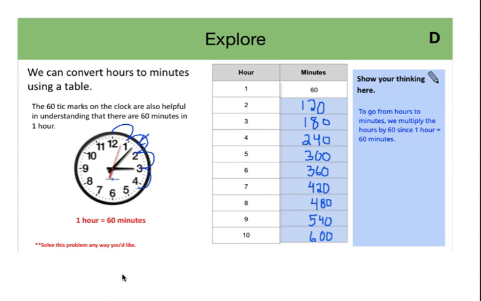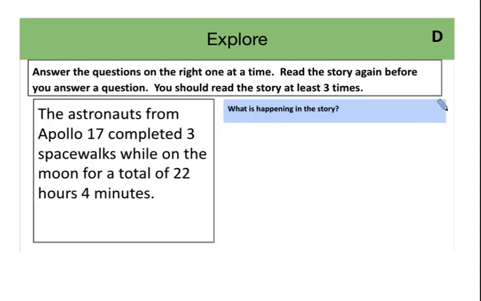All right, now that we've explored these tables a little bit, let's go ahead and tackle a word problem. So we're going to complete this with 3 reads. Let's take a look at this question. I'm going to read this problem 3 times, and we're going to answer a few questions at a time.